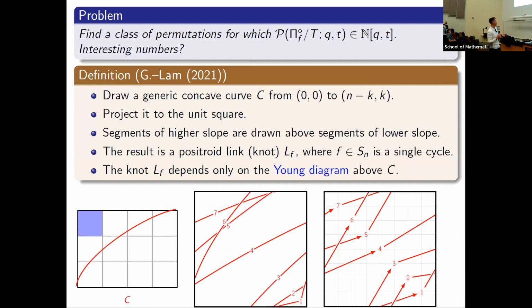And the answer is, first of all, there are many permutations. If you choose your curve to be slightly different, the permutation is going to change. But as far as easy combinatorial rules, that's the easiest one I know. And on the torus, you would actually get different knots, but in three-dimensional space, you will get the same links.